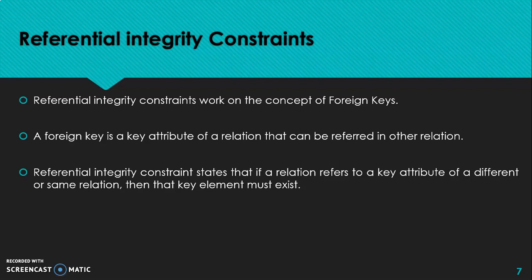It means if you are considering a particular key attribute as a foreign key, then that element should exist in its original form where it is a primary key in the relation. So the key attribute of a different relation is referred to as a foreign key, then that key element must exist.